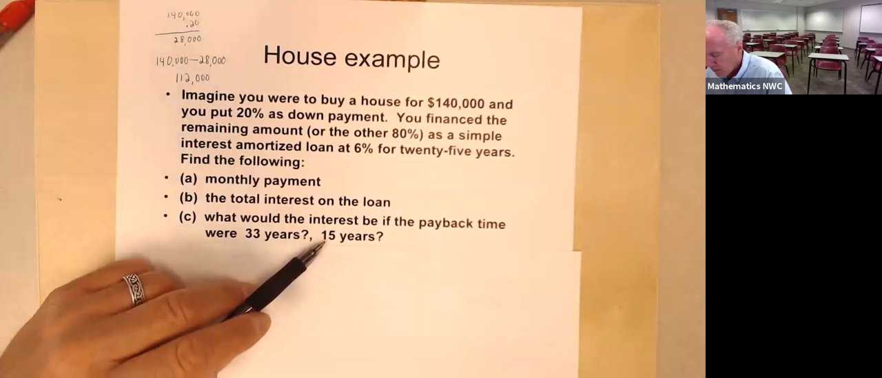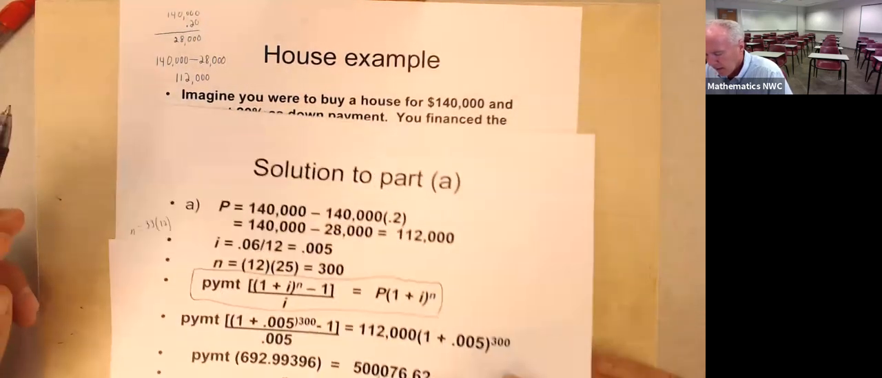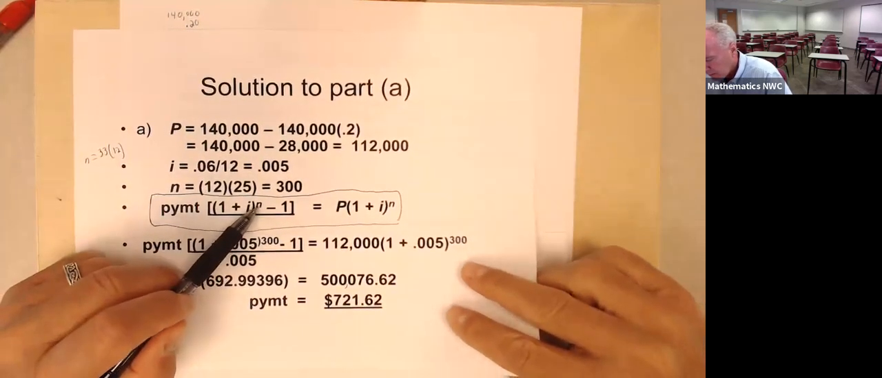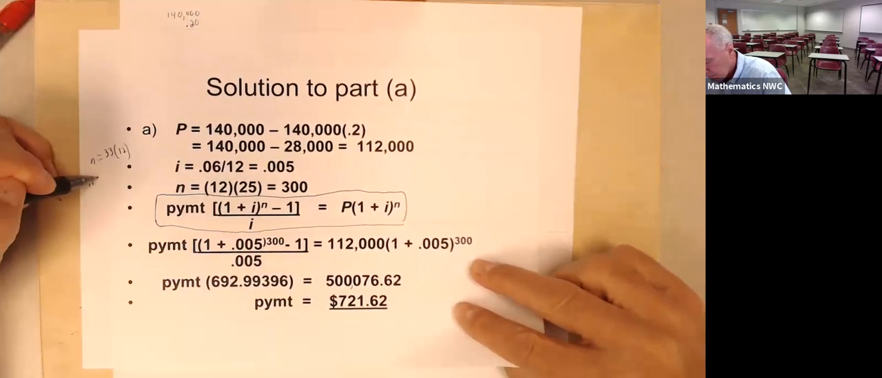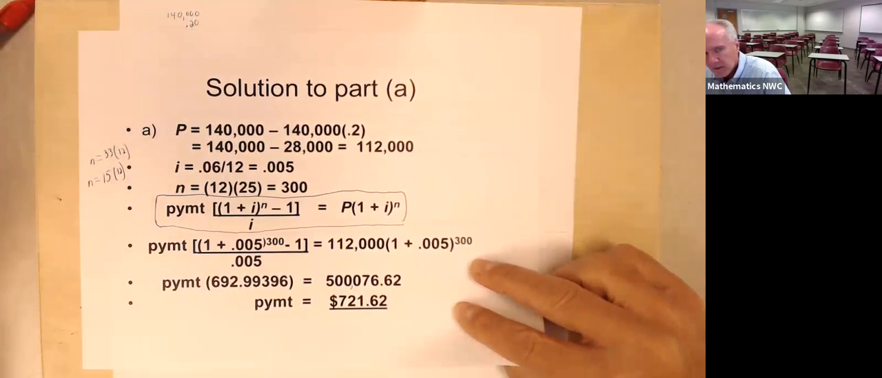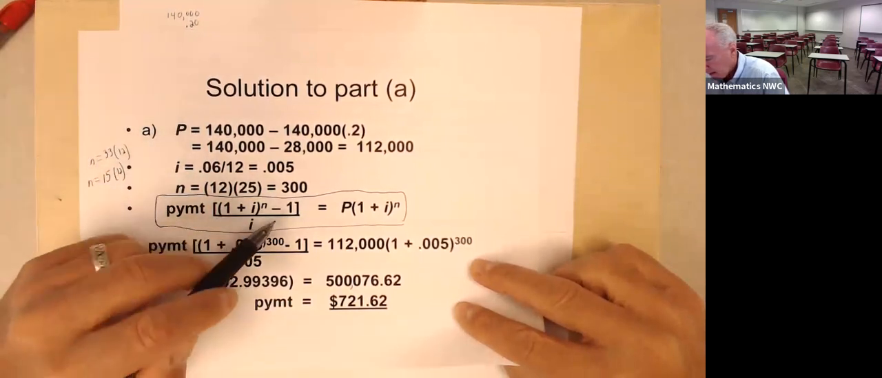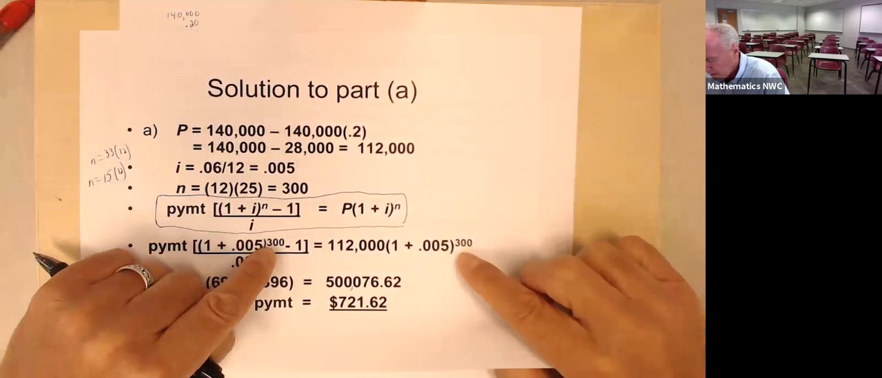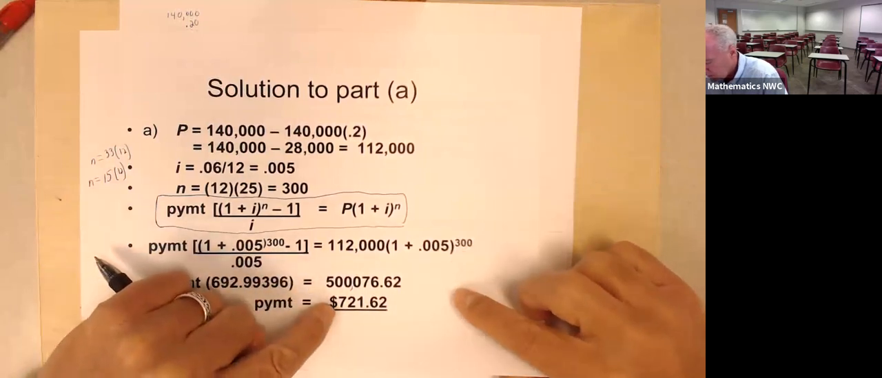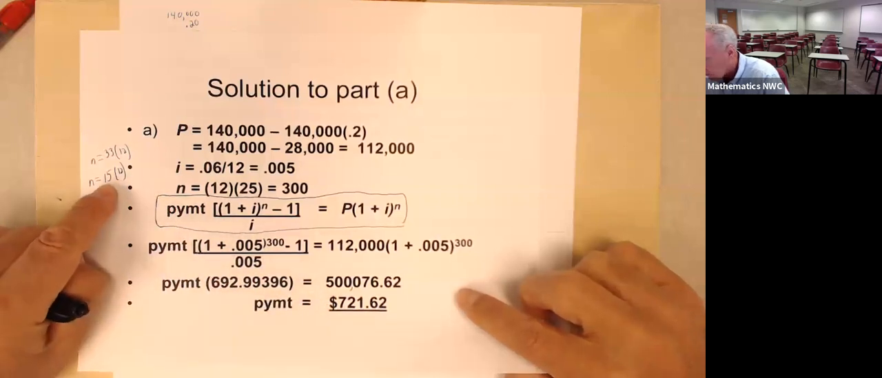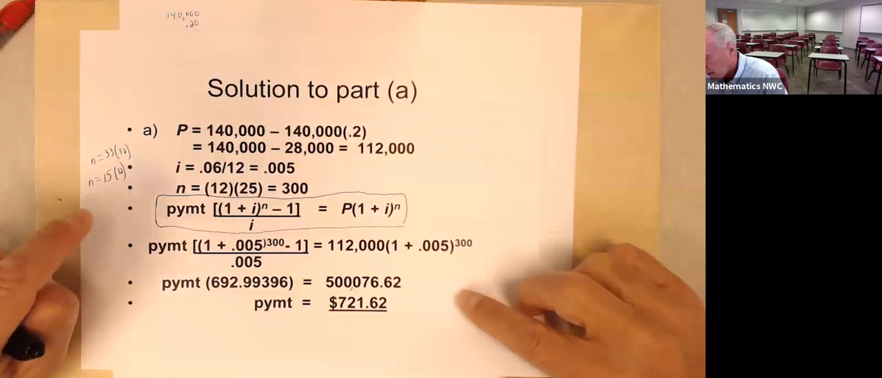If you had gone 15 years, then this n would have been 12 times 15. That would have been a smaller number than 300. It would have given you a more expensive house payment, maybe around $1,000 or $1,100 per month, but you would have had it paid off in 15 years, and you would have paid less interest.